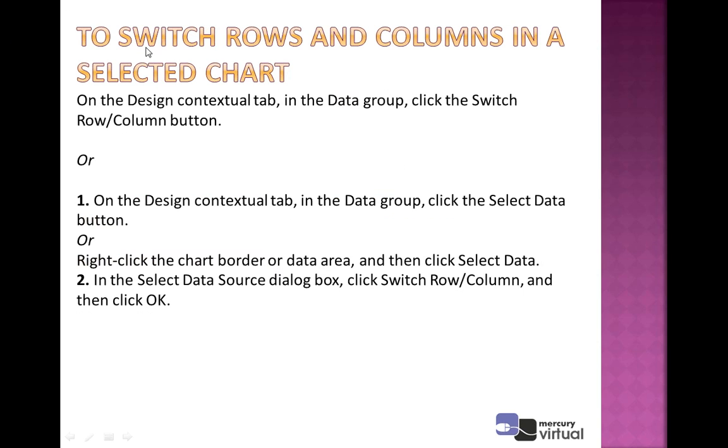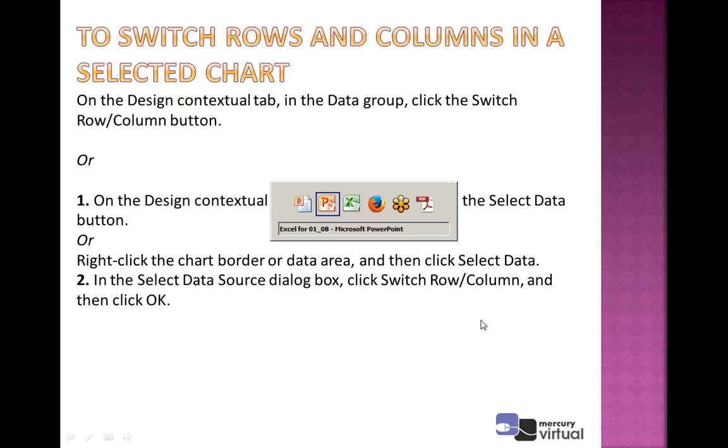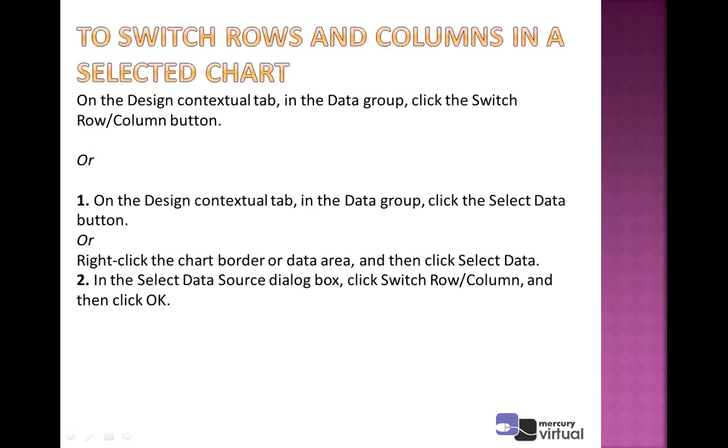Next, how to switch rows and columns in a selected chart. On the Design contextual tab, in the Data group, click Switch Row/Column. Or in the Design contextual tab, in the Data group, click the Select Data button. Or right-click the chart border or data area, then click Select Data. In the Select Data Source dialog box, click Switch Row/Column and then click OK.